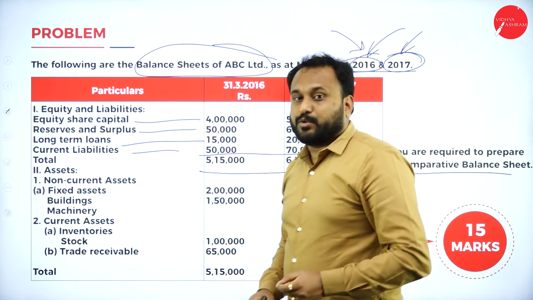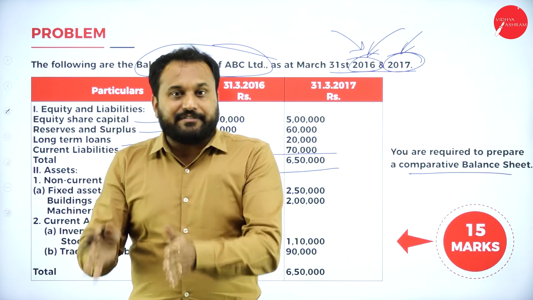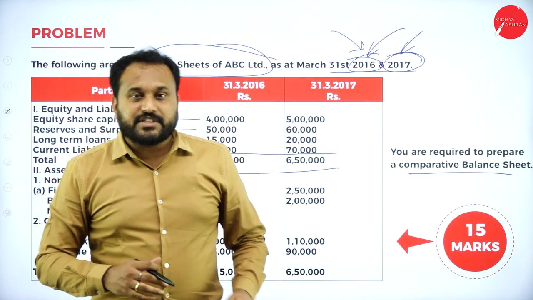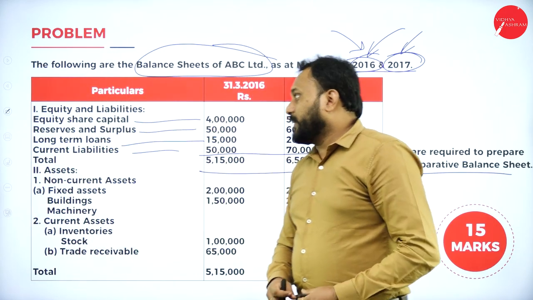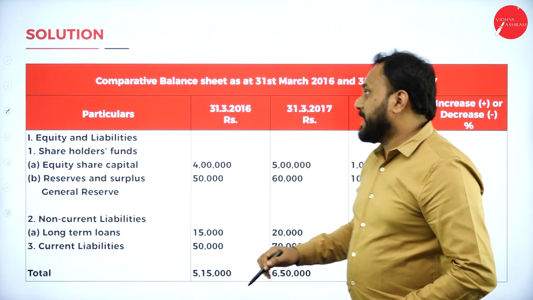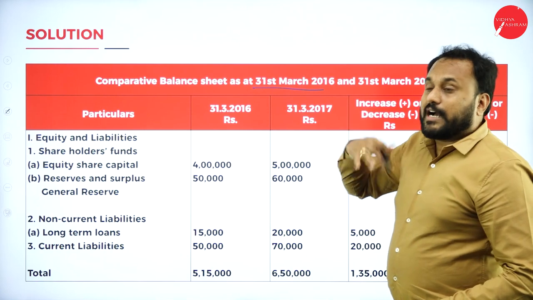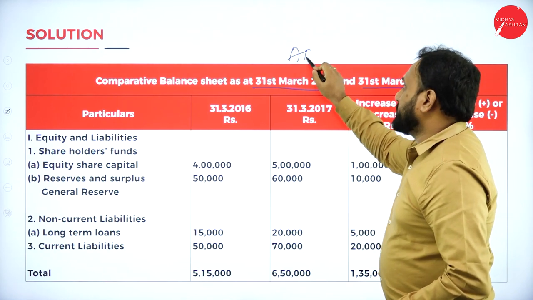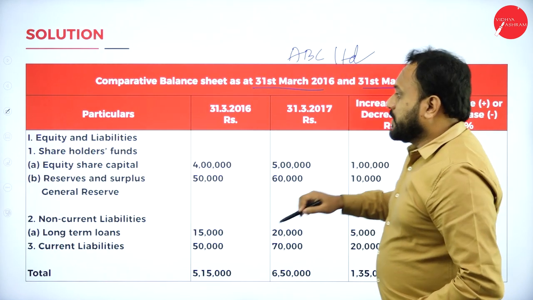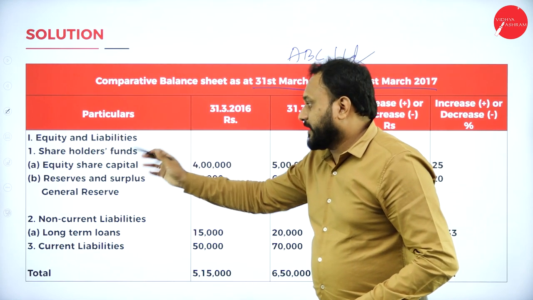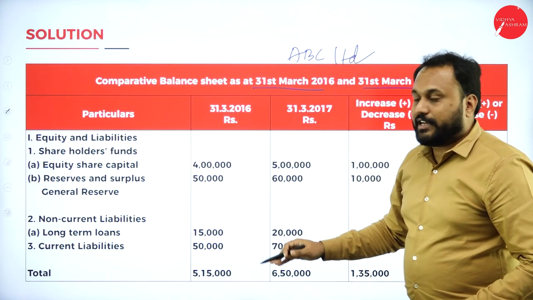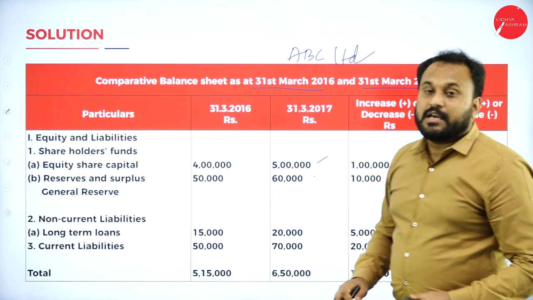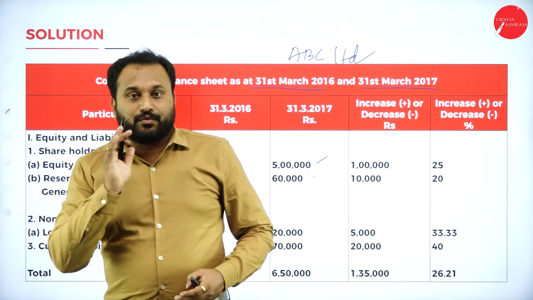Whenever we go with comparative, what we do is we compare 2017 with 2016, that is, current year minus the previous year. So what is the answer here? When we go with the statement, write the heading: comparative balance sheet of ABC Limited as at 31st March 2016-2017. Now write the same thing here. Now here share capital, reserve and surplus, 4,50,000. Here we have 5 lakh, and 60,000 is there. We have 5,60,000. I'll show you how to write and how to solve one of the problems here.